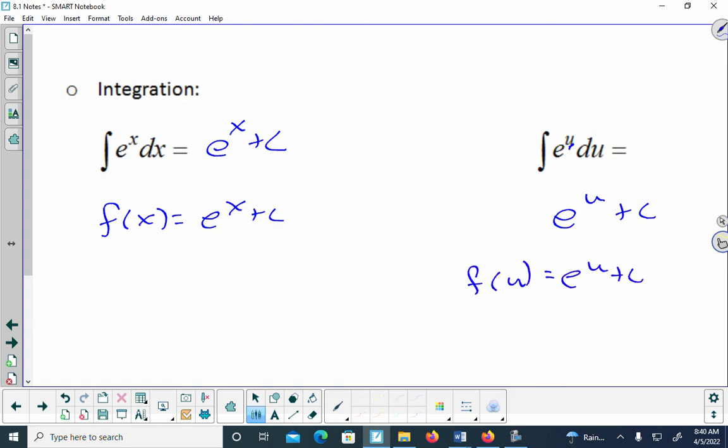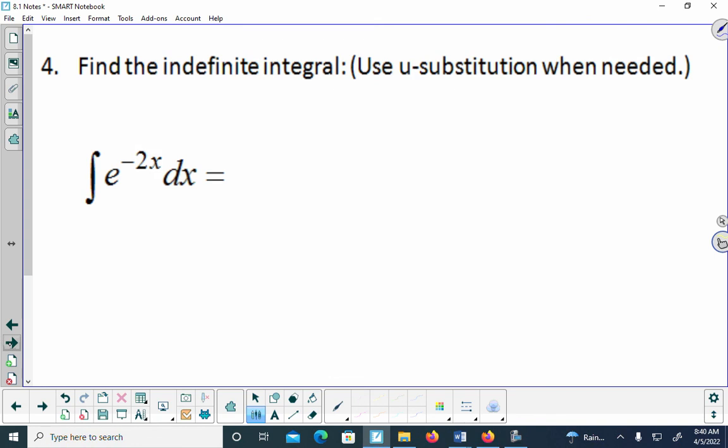Okay, so let's try some. So if I have this one, if I'm raising e to any other power than x, I'm going to have to do that u substitution. So remember, I'm going to say u is equal to negative 2x, and then I'm taking the derivative of u, which will be negative 2 dx, and then I go up and I see that I have that dx, so I'm going to make this negative 1/2 du is equal to dx.